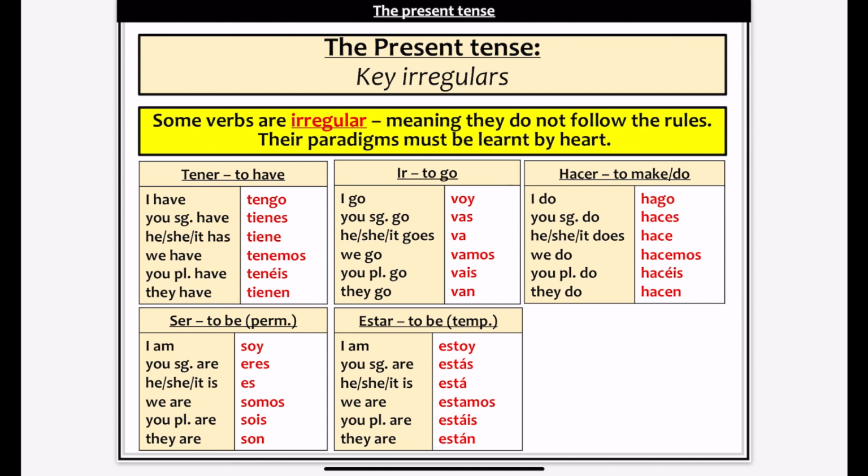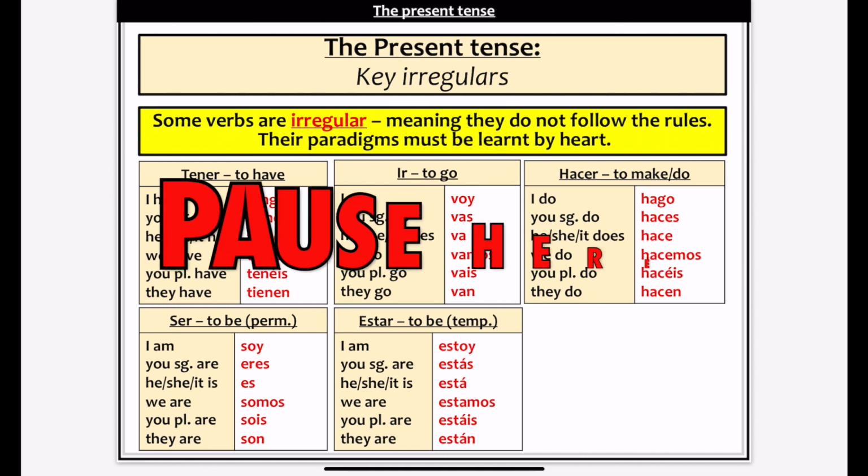You've got ser, to be, and that's to describe character, what somebody's like, their personality, if they're tall, if they're short, more permanent attributes. And that goes soy, eres, es, somos, sois, son. And the last one, estar, to be. And this is more to do with location or something to state. So I am happy right now, but I might be sad later on. So I use estar instead of soy, because if I said soy feliz, that would mean I'm always a happy person. Whereas estoy feliz, that could change. And the conjugation of estar is estoy, estás, está, estamos, estáis, están. And those accents are really, really important that you learn those. So I would pause the video here, spend a little bit of time just practicing those.